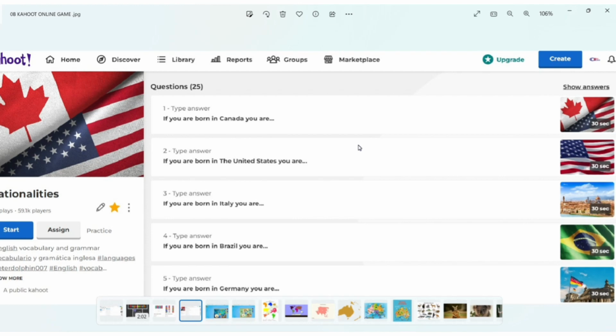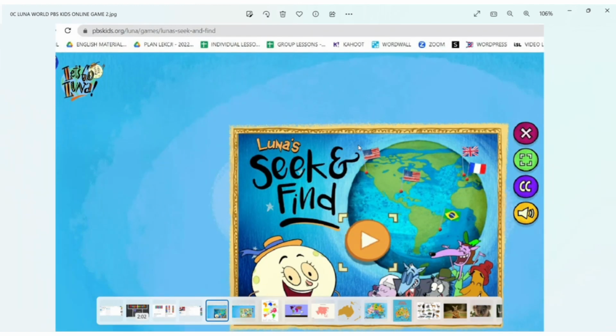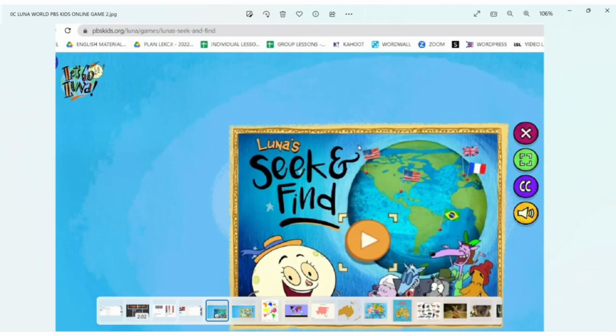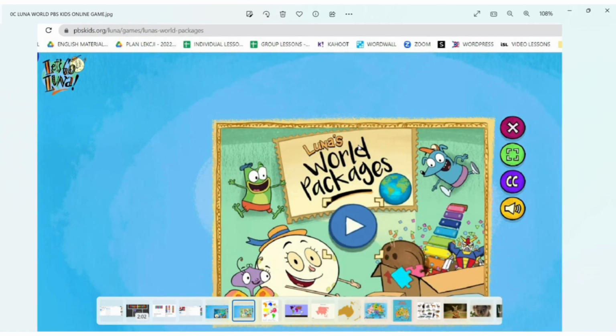We also have Kahoot for the kids, and then we finally have on PBS Kids two wonderful games with continents and countries, and the students have to discover different types of things on our planet and what we can find there. So really nice, nice online interactive game you can play with the kids.